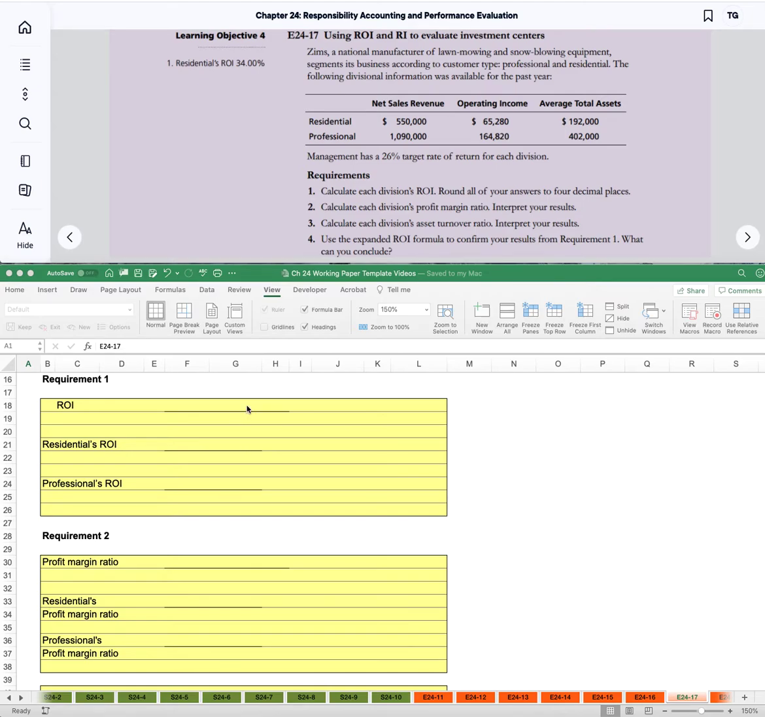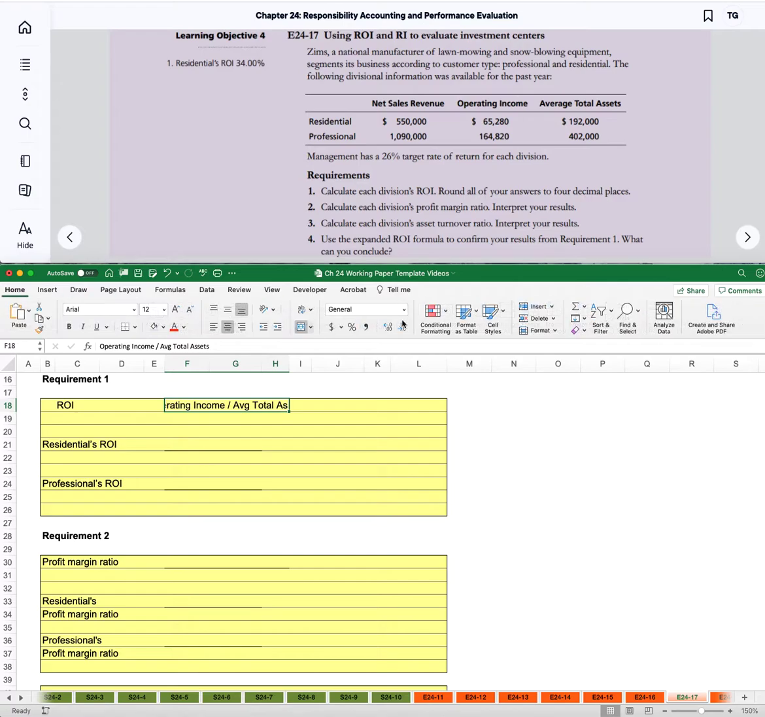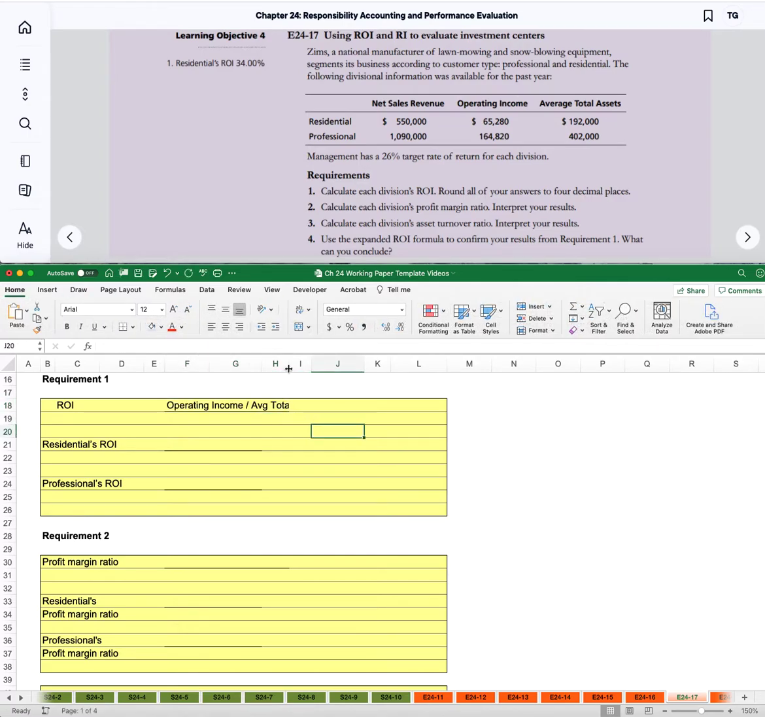So we'll start with our return on investment, and we'll jump down to the Excel sheet and just start out by putting the formula. So to calculate ROI, we're going to say operating income divided by average total assets. And remember, they gave us average total assets, but if they didn't give it to us so directly, we could find average total assets by taking the beginning assets plus the ending assets and dividing by 2.